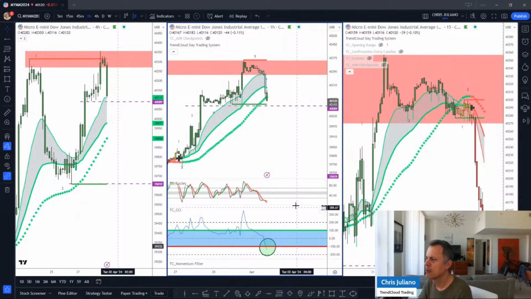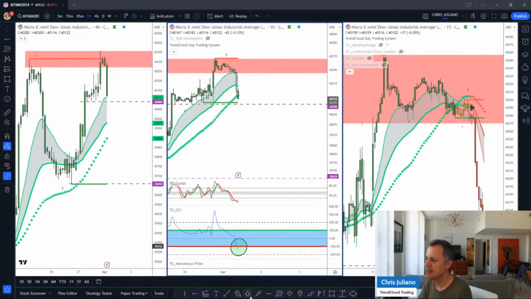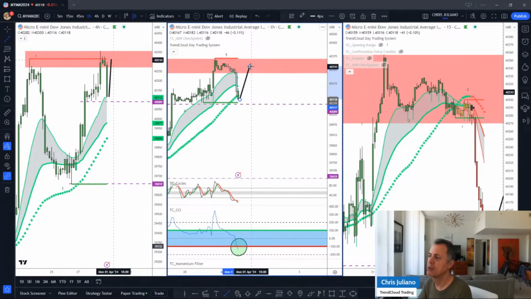Okay. Cycling down, breaking below the trend cloud, extended trend, right? If price decides to come back and retest this area, we've got to be all over it. We've got to be all over it for the short.